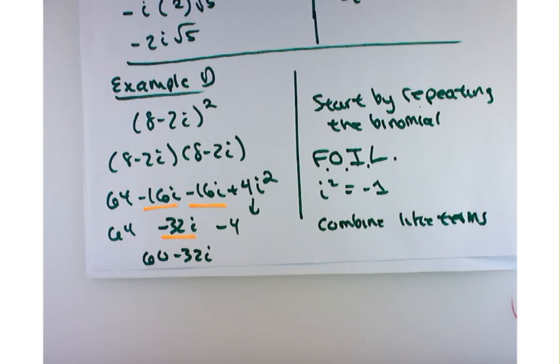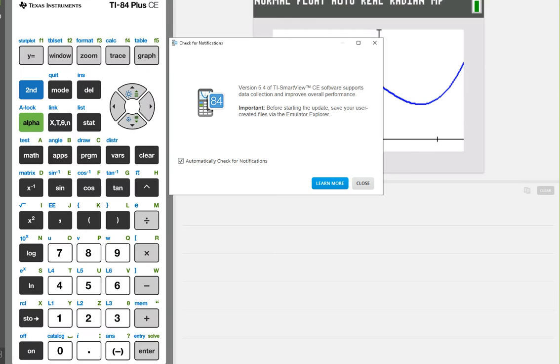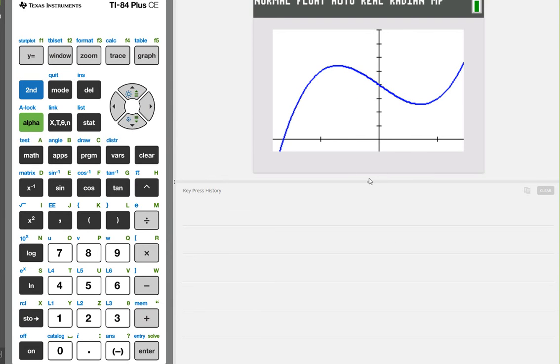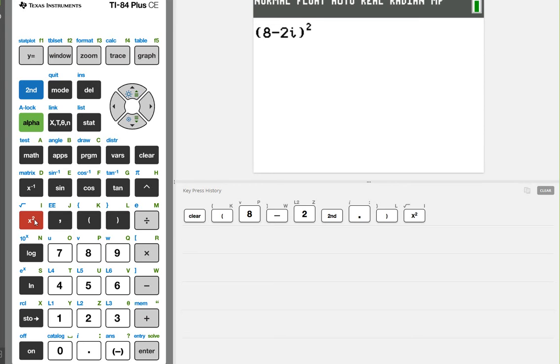All right. I'm pretty sure if you watched the video, I showed you how to check yourself on the graphing calculator, right? All right. Let's just look at that again. Make sure we got this one right. 8 minus 2 times i. Where's i? Does anyone remember? Second, and then the period, and then right arrow, and then take advantage of the square key over here. Hit that square key. And bam, 60 minus 32i.